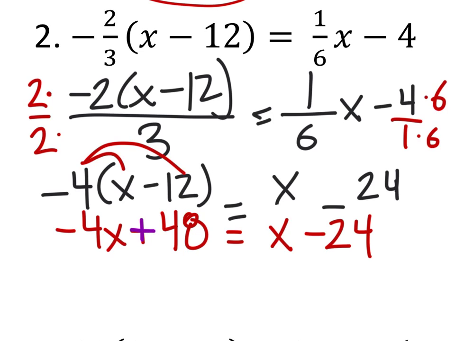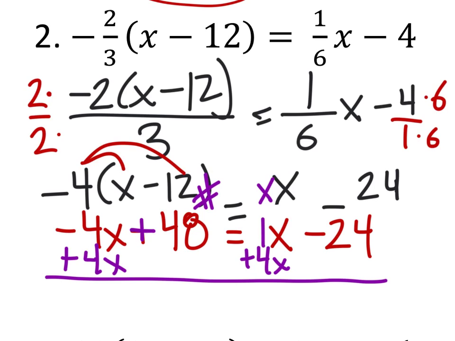Here we just need to choose a side for x's, and I'm going to choose the right side. It doesn't matter which side you choose. I'm just going to choose the right, and I'm going to put the numbers on the left. So the negative 4x is on the wrong side. I will need to add 4x to both sides. Okay, now that's a 1x there. So what I'm left with is this 48 equals 5x minus 24.